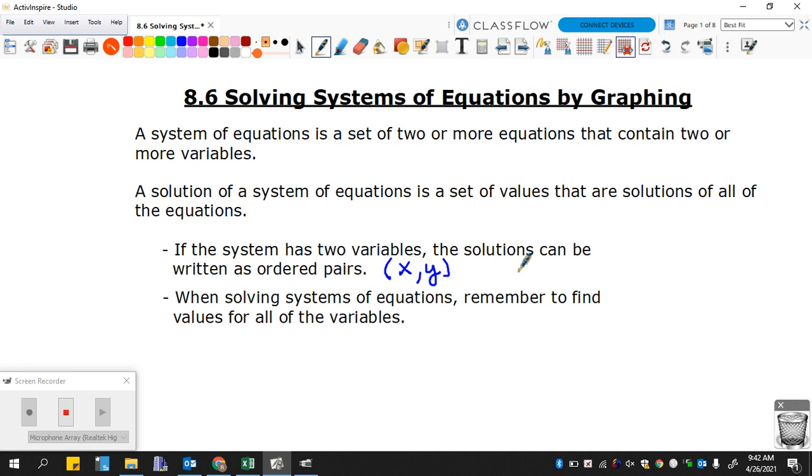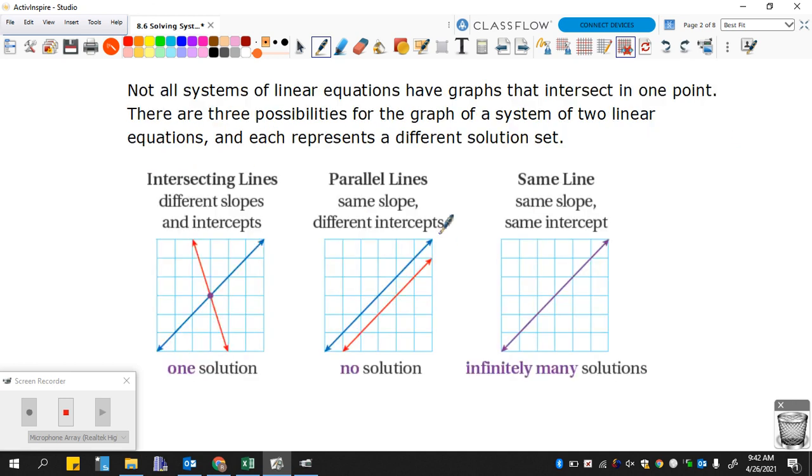So what we're going to do is look at the three basic scenarios that we have if we have a system of equations, because not all systems of linear equations have graphs that intersect. There are three possibilities. You have lines that intersect, and that point is the solution for the system of equations. That system of equations has one solution.